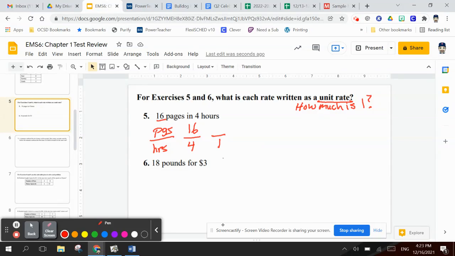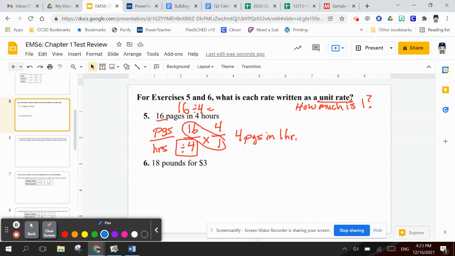To solve, I'm going to use, just like we did for lesson 7, I'm going to cross multiply. 1 times 16 is 16. I'm going to divide that by the only number that's left, which is 4. And 16 divided by 4 is 4. But what are we talking about? Well, that's 4 pages in 1 hour.